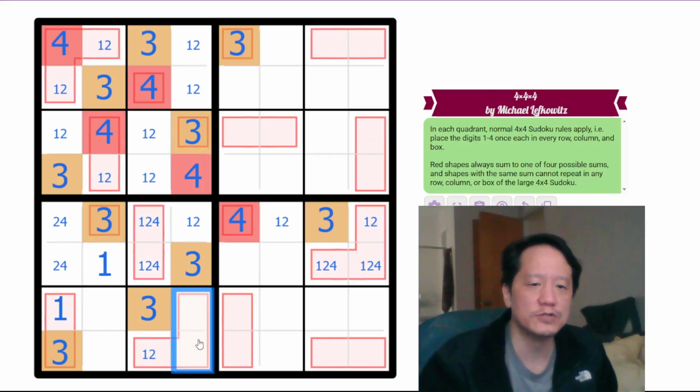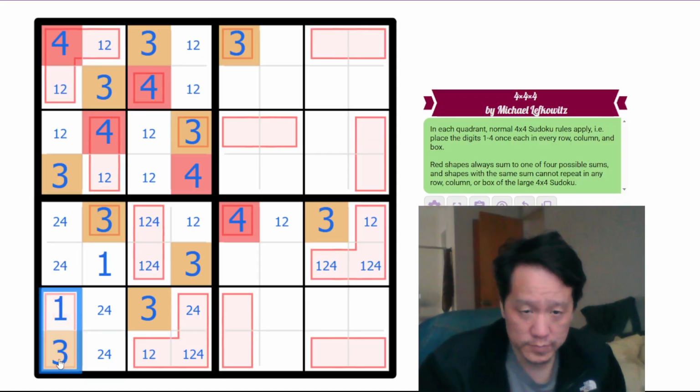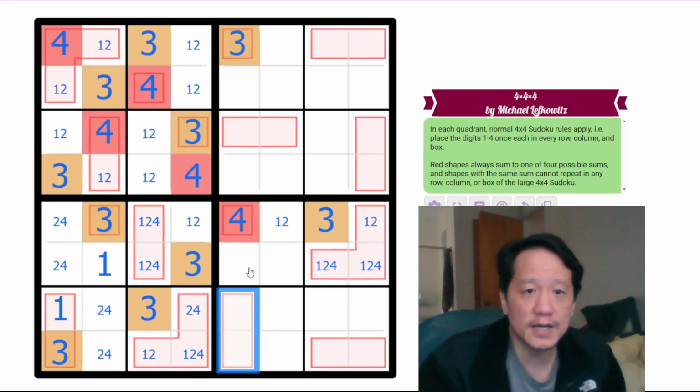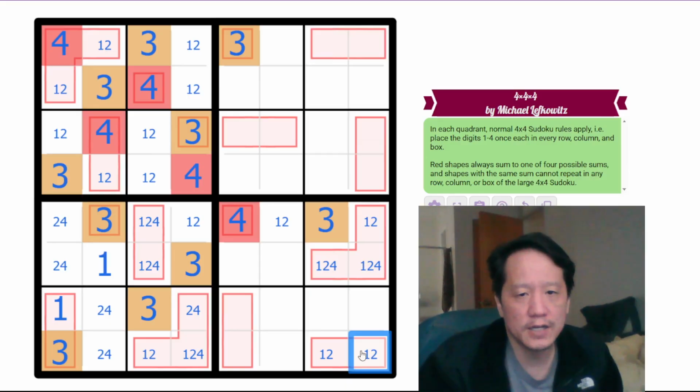And this must be 1, 2, or 4 here. This can't be 1, though, because of the 1 in the row. This is 2, 4. So this adds up to 4. This cannot add up to 3 because we already have the sum of 3 in that column. So this must be adding up to 3 here. So this is 1, 2, adding up to 3. That leaves this as a 3, 4 pair.